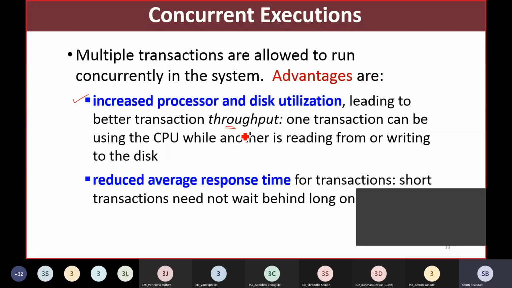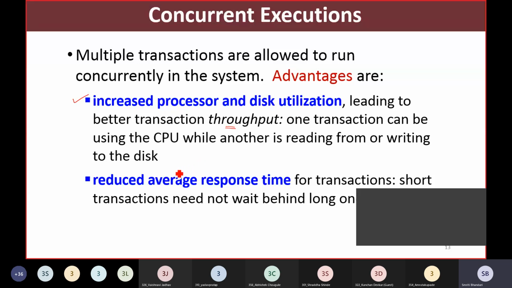So what is transaction throughput? It is the number of transactions that can be executed in a given amount of time. Correspondingly, the processor and the disk utilization can also increase. So by having concurrent execution of the transactions, it is possible to increase the processor and disk utilization. This is the very first advantage of having concurrent execution of our transactions.